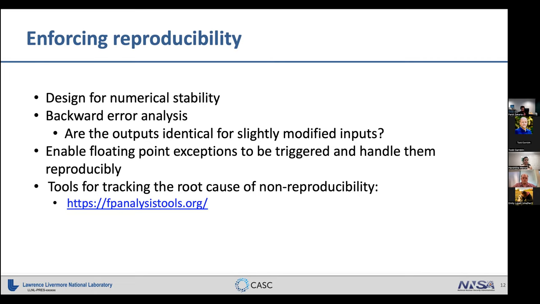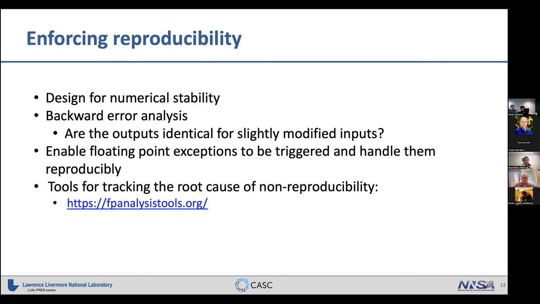We need to have a uniform way of handling floating point exceptions across different architectures, and understanding the extent to which they can change from one system to another can really help support these reproducible experiments.